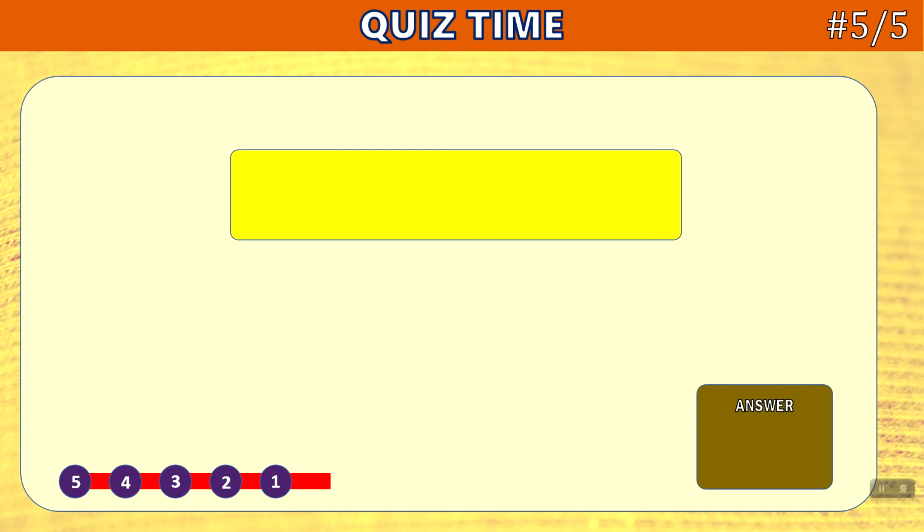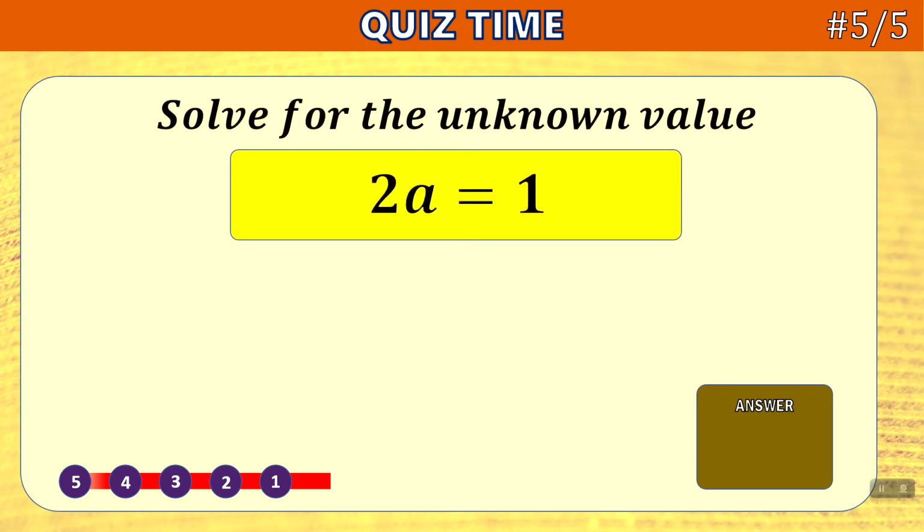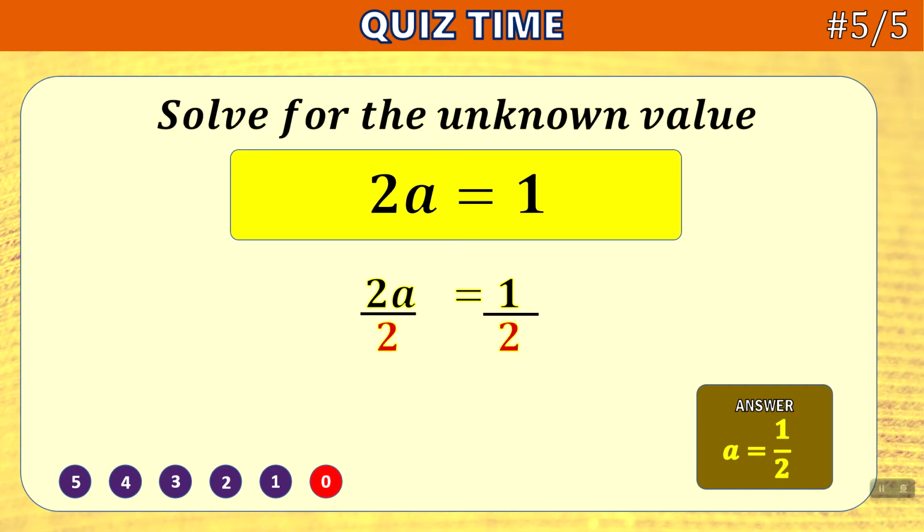And the last question. Solve for the unknown value. Time's up. Did you get this one? The answer is 1/2. If 2a equals 1, 2 is being multiplied by a, we have to divide both sides by 2. The 2's will cancel, and we're left with a equals 1 over 2, which is 1/2, or 0.5.